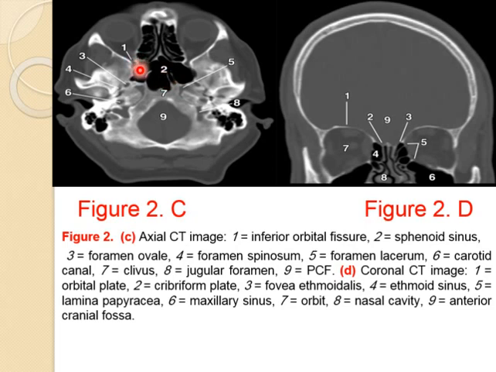This shows the inferior orbital fissure and the sphenoid sinus, foramen ovale, foramen spinosum, carotid canal, clivus, jugular foramen, and the cribriform plate is here. Fovea ethmoidalis, ethmoid sinus, and lamina papyracea, the medial wall of the orbit, maxillary sinus, orbit, and the anterior, this is the form of the anterior cranial fossa.